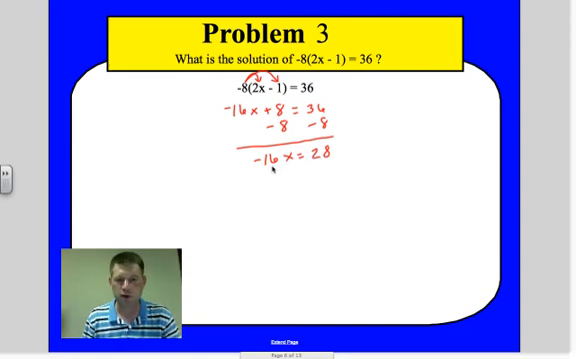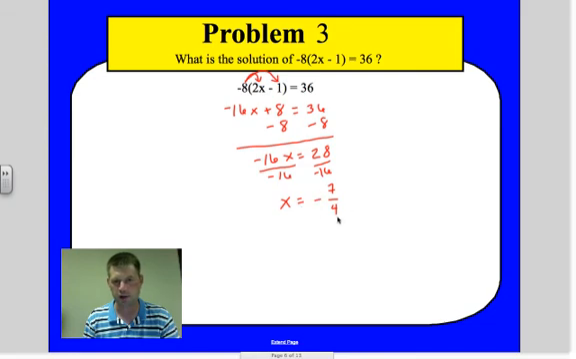Okay, now we have the x here with this multiplication problem. So we got to divide by negative 16. Okay, that gives us x equals 28 divided by negative 16. Well, our answer is going to be negative, but we're going to have to reduce. So we start looking at this, find common numbers. 4 would be common. 4 goes in 28, 7 times. 4 goes in 16, 4 times. So we get negative 7/4.